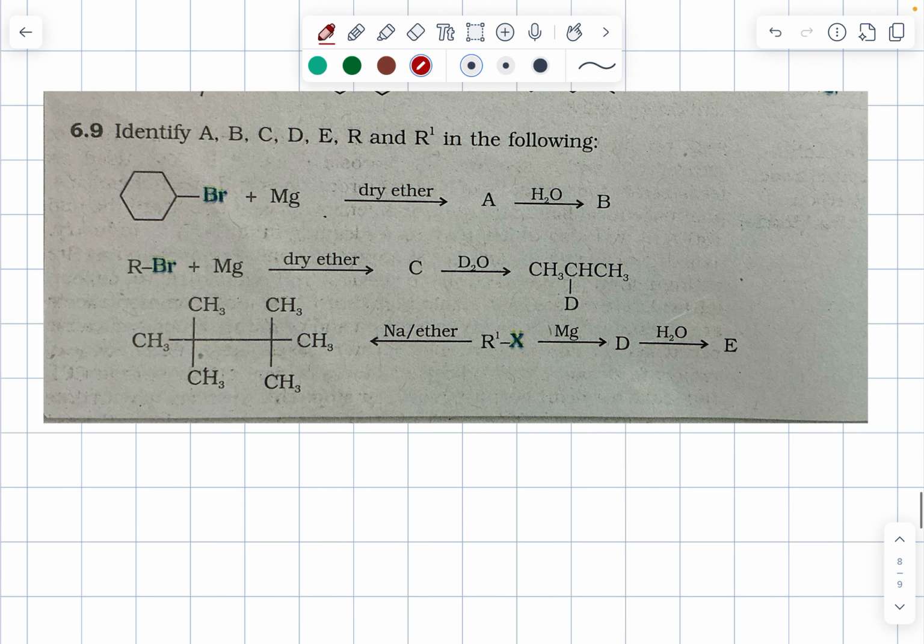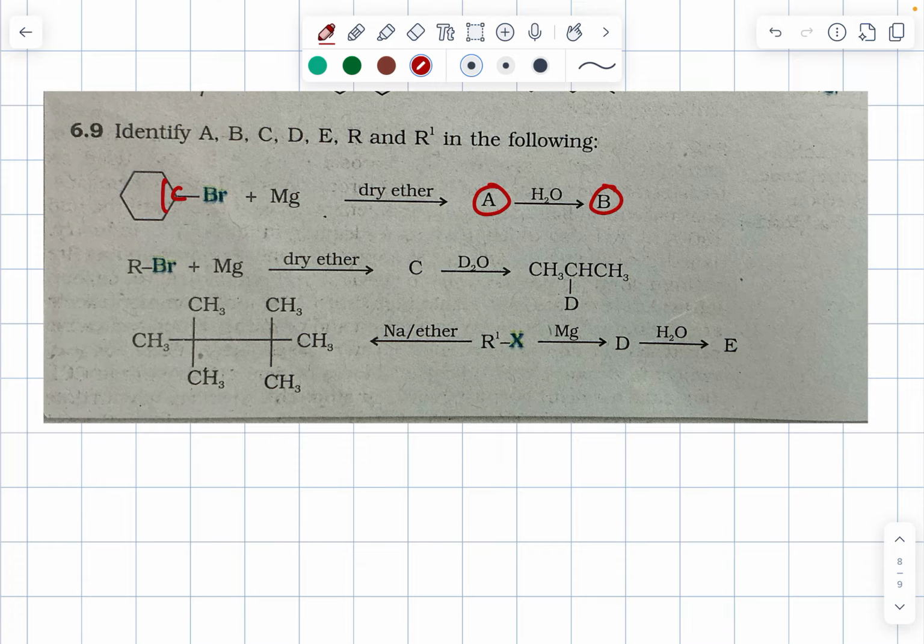So here I have 1-bromocyclohexane. I treat it with magnesium in dry ether to get A. Once I get the A product, I treat it with a water molecule and get B. So what will be the process name? So this is the nature of the C-X bond.